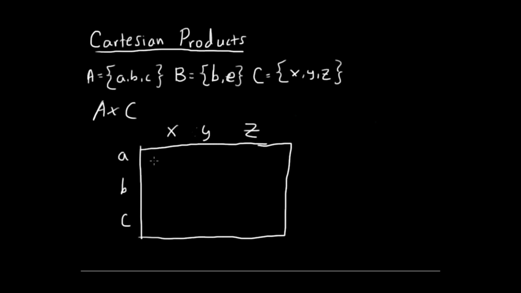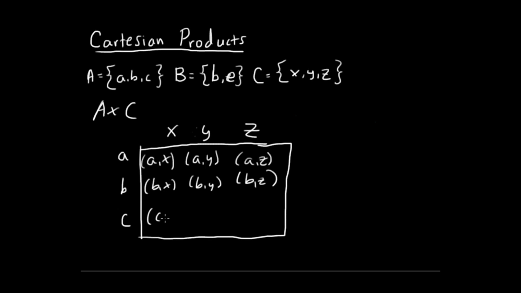So basically what you're going to do is take A, the first one from the first row here, and pair it with the first element from the first column here, which is X. And then you're going to do A, Y, and then A, Z. And then you're going to go down here and do the same thing: BX, BY, BZ. And then you're going to go down here and do the same thing.